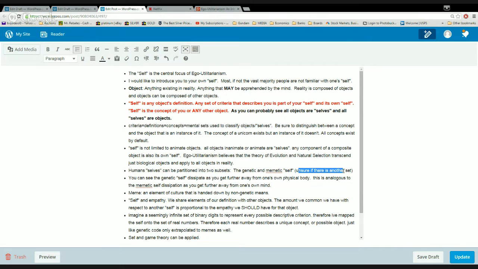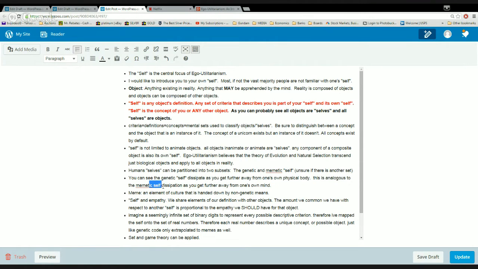I'm unsure if there's another set. You can see that the genetic self dissipates as you get further away from one's own physical body, like the relationship between you, your kids, your family, distant cousin. You can see the commonality of one's own genetic self start to dissipate, kind of like the inverse square law. The further you get away, it's inversely proportional to the square of the distance from your own genetic code.